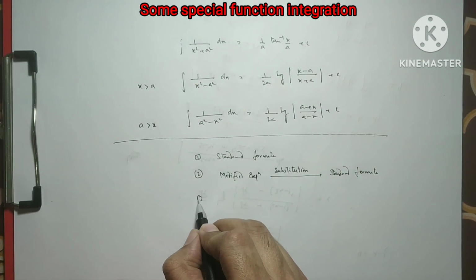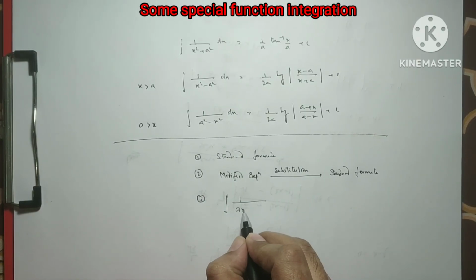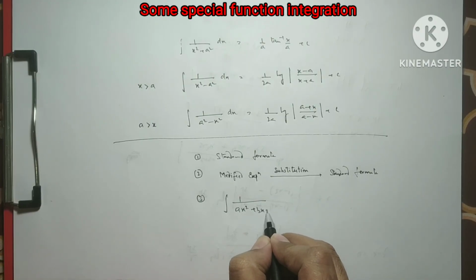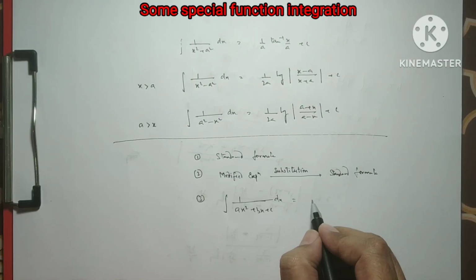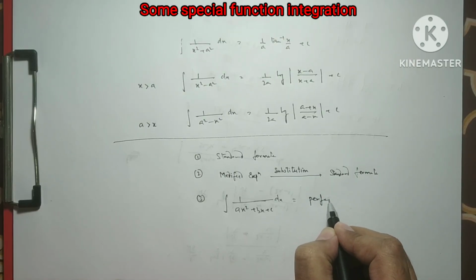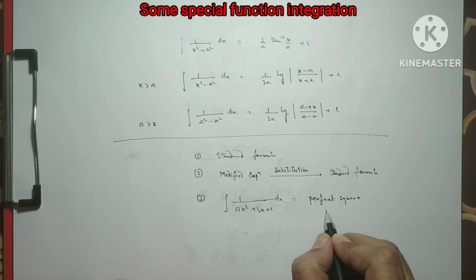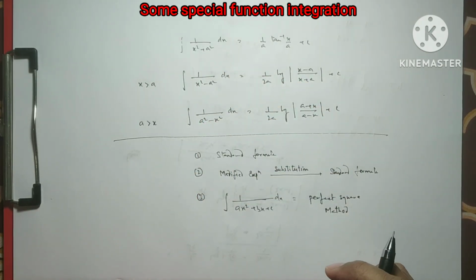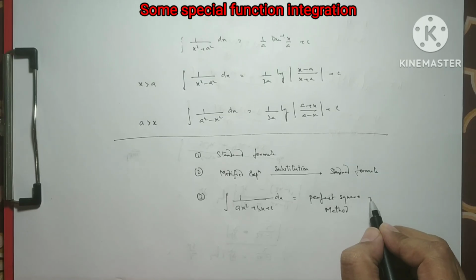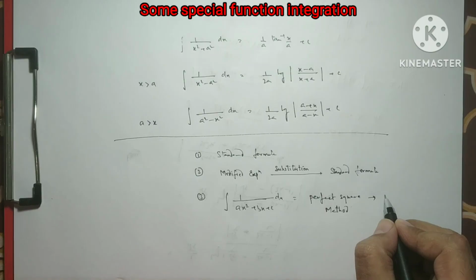Number third, we discussed 1 over a quadratic expression ax square plus bx plus c, and we change it using the perfect square method, in terms of sum or difference of two squares, and you can say we convert this into standard form.